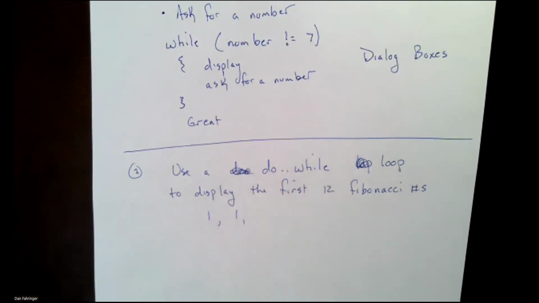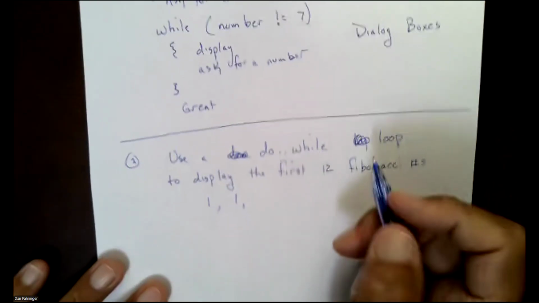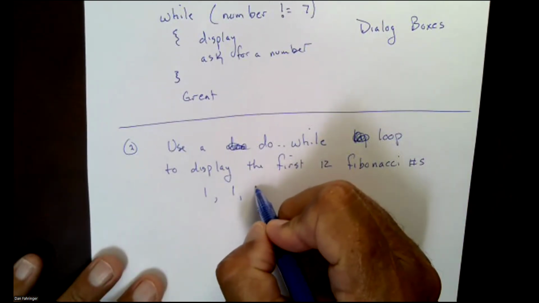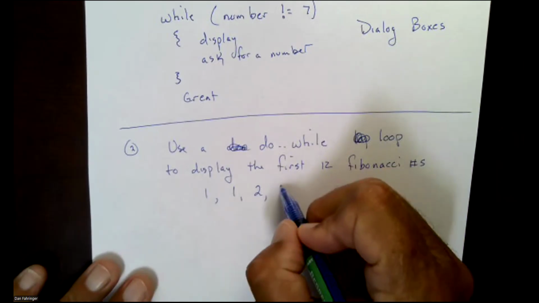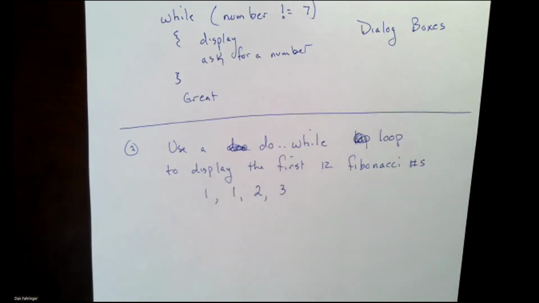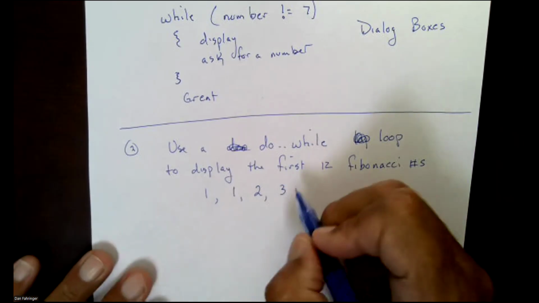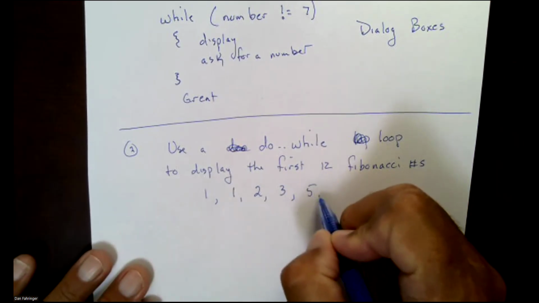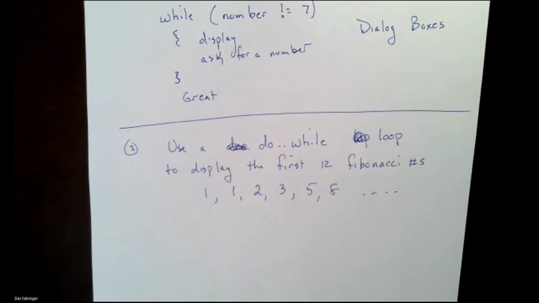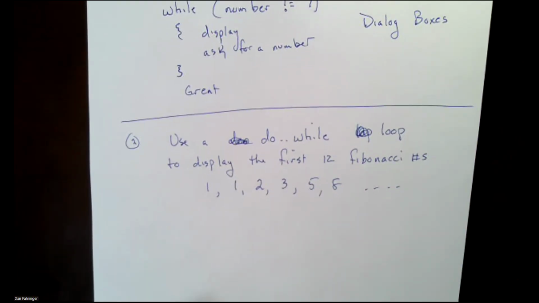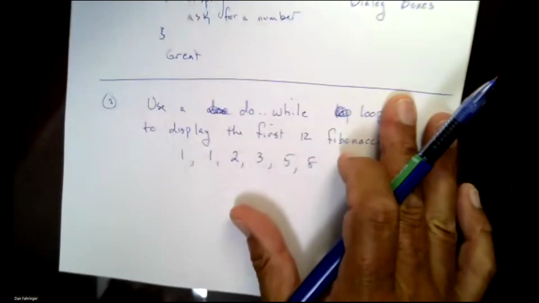The second number is always one. Now, the third number is the sum of the previous two, one plus one. The next number is going to be the sum of the previous two. The next number is going to be the sum of the previous two, 8, all the way out. Okay. We're going to use a do while loop.